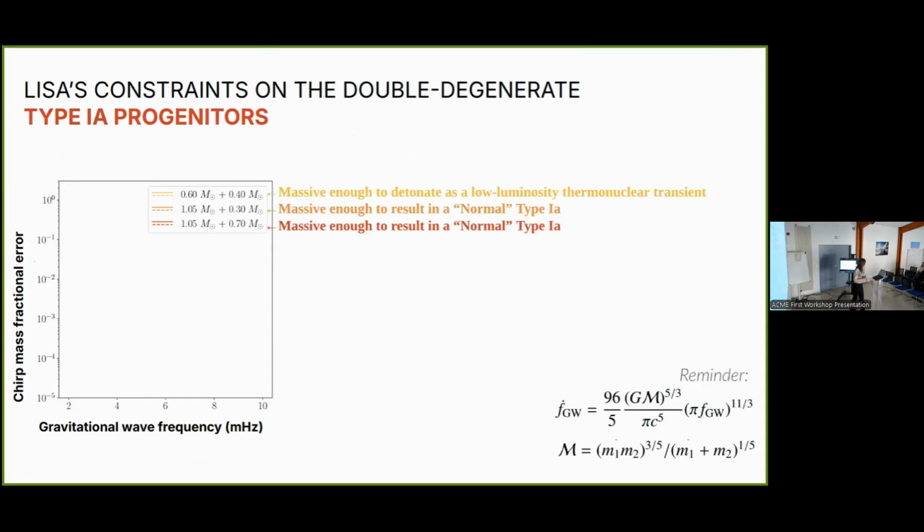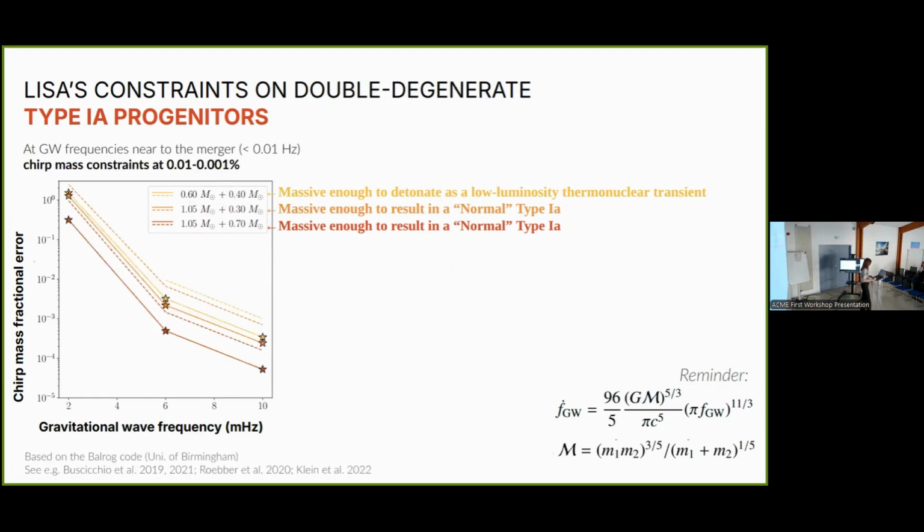We can measure these binaries' chirp masses, and this is what I will show you here. You have a fractional error on the chirp mass as a function of gravitational wave frequency. Again, I decided to show you 3 examples, carefully selected. The top yellow one is a binary in which the primary can explode as a thermonuclear transient, but is not massive enough to make a type 1a supernova.